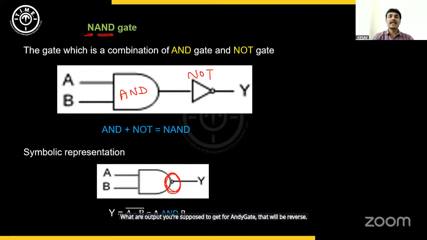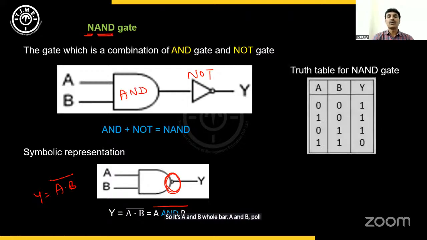That is NAND. So its mathematical operation is A dot B for AND. Y equals A dot B for AND. This is negated, not AND. That's what NAND is. Okay. So it's A and B whole bar, or A dot B whole bar.